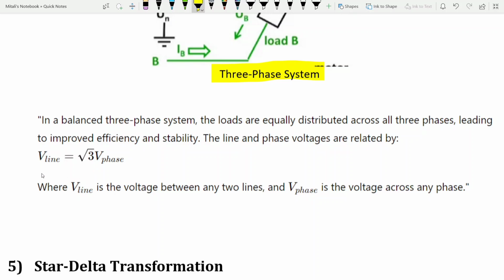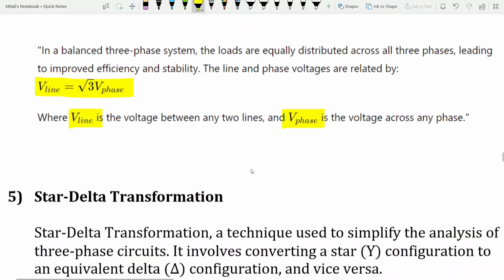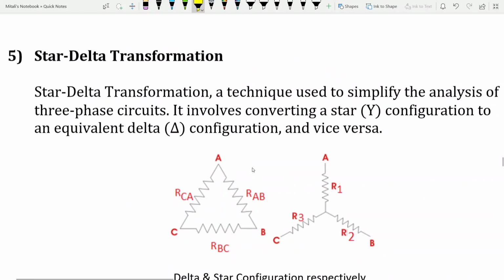The line and phase voltages are related by V line equals root 3 V phase, where V line is the voltage between any two lines and V phase is the voltage across any phase. Now we will talk about the star-delta transformation. Star-delta transformation is a mathematical technique used to simplify the analysis of three-phase circuits.